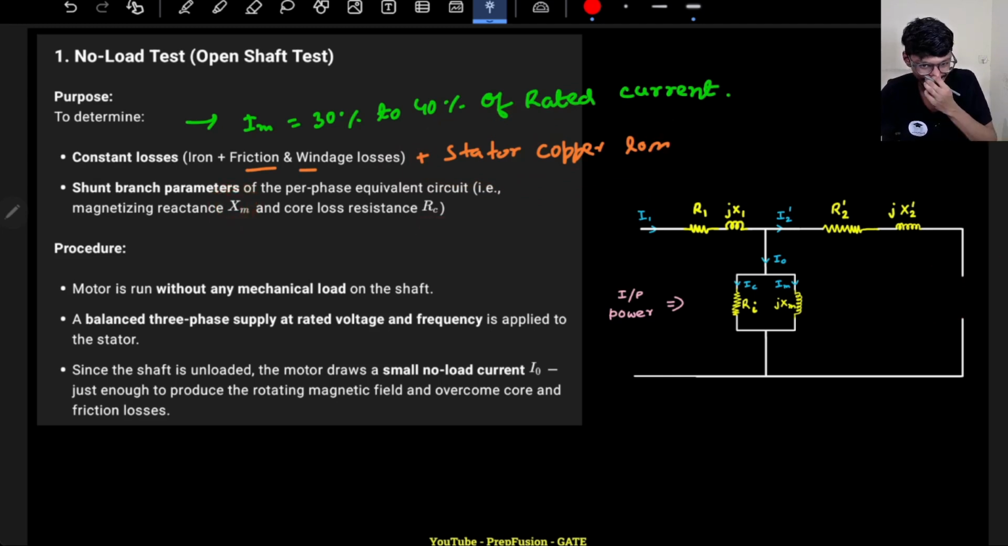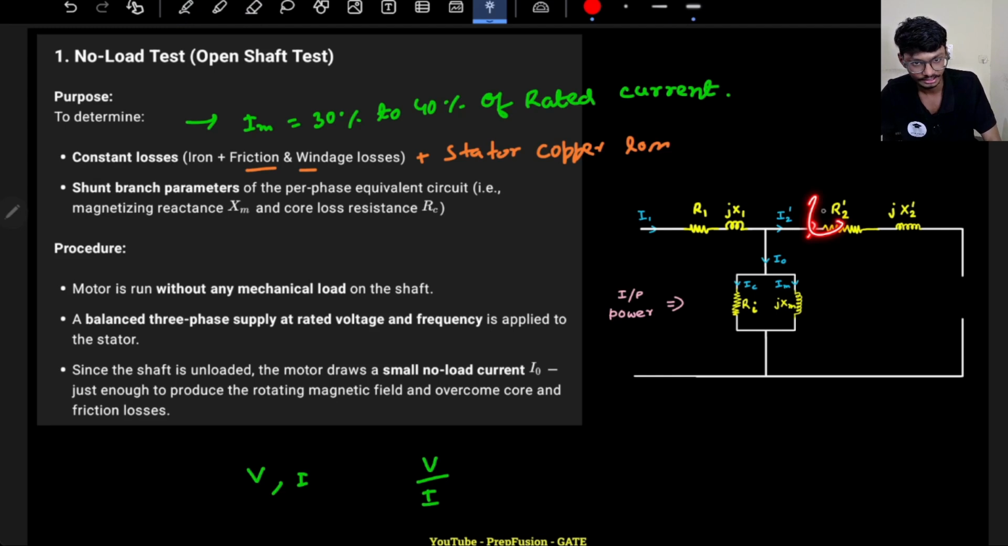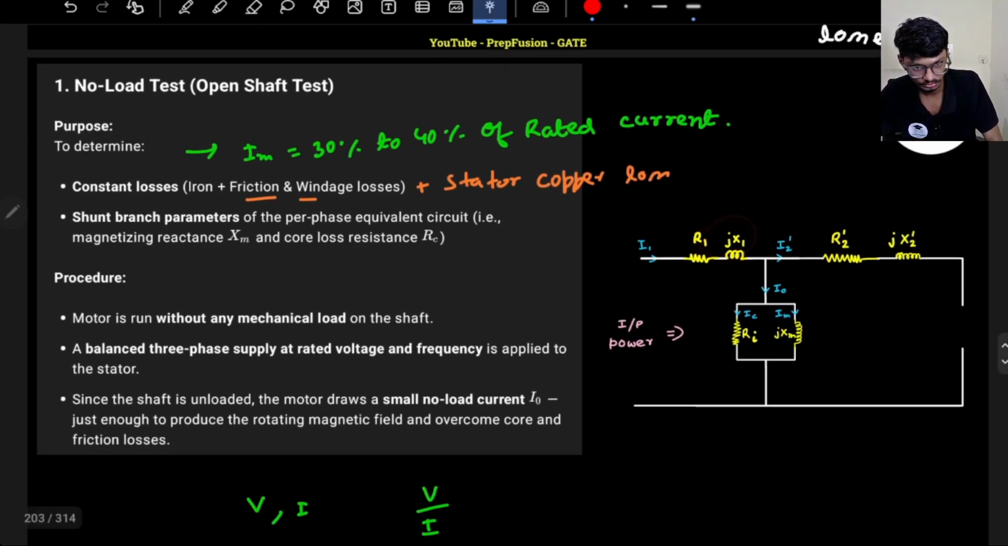How will I find out the XM and RC? I know the voltage, and I know the current. So voltage by current will give me what? This side is almost negligible current, and here a huge current is flowing. So I will have this R1 and jX1, and this RC and jXM will be there, but I can roughly approximate it. So somehow if I am able to measure the voltage on this side, that will be great for me.